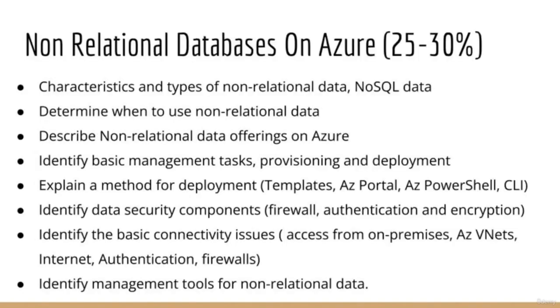The third topic in the DP-900 Azure Data Fundamentals is about non-relational databases on Azure. This section accounts for 25-30% of the exam. In this section, you should be able to describe the characteristics of non-relational data, the types of non-relational and NoSQL data. You should also be able to recommend the correct data store and determine when to use non-relational data. You should also be able to describe non-relational data offerings on Azure, identify Azure data services for non-relational workloads, describe Azure Cosmos DB APIs, Azure Table Storage, Azure Blob Storage, and Azure File Storage.